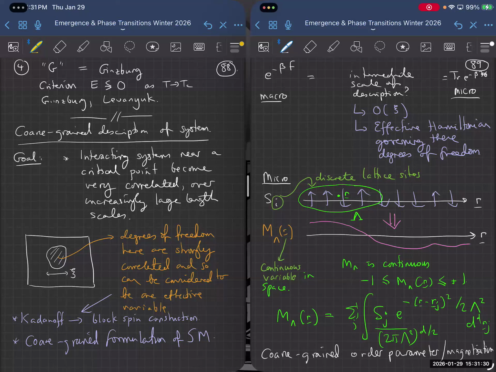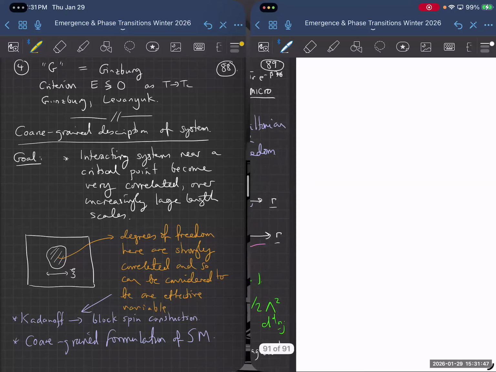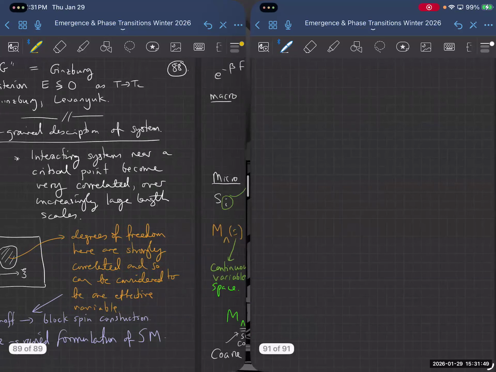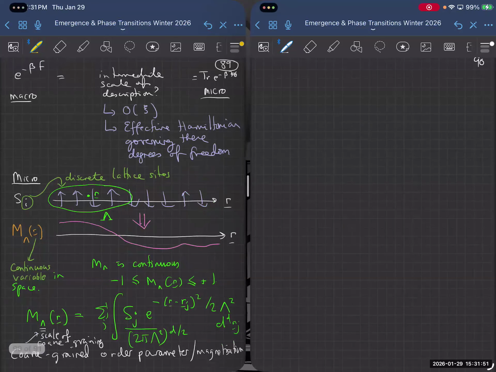And when I write it down, I write down the scale of coarse graining. That's the lambda. And everything that I do with it is going to depend on what that scale lambda is. Sometimes I'll remember to include it, and sometimes I won't. But just be aware that it needs to be specified.